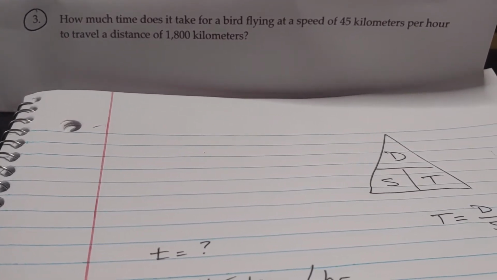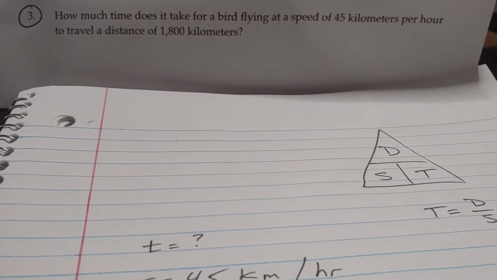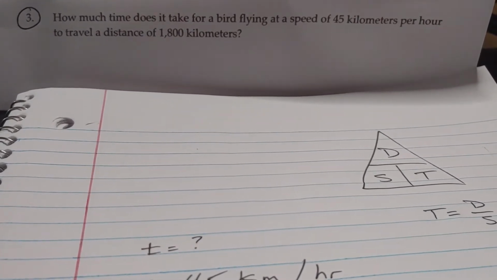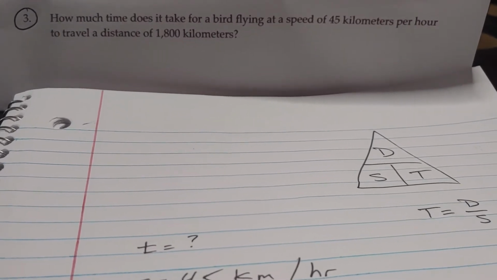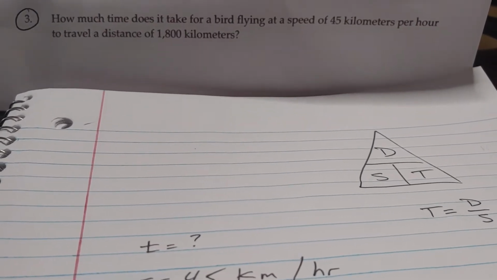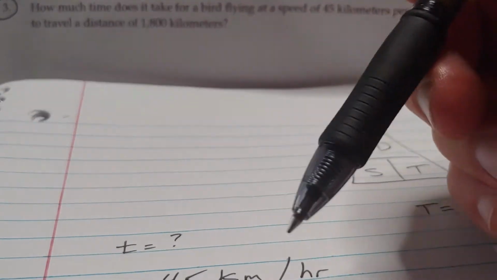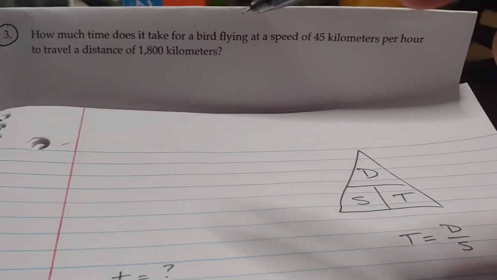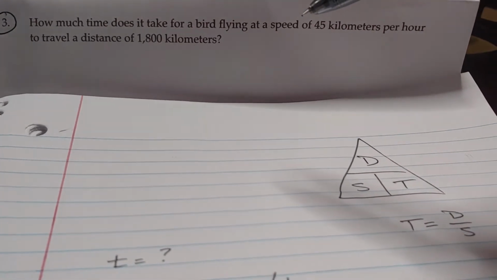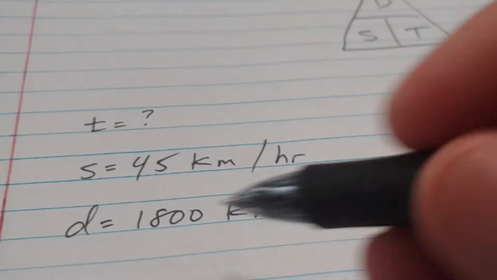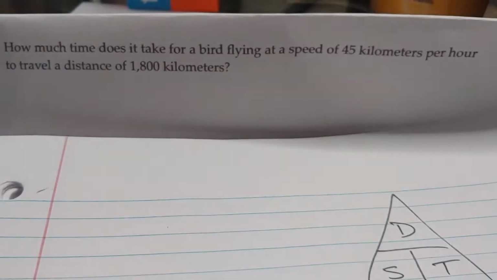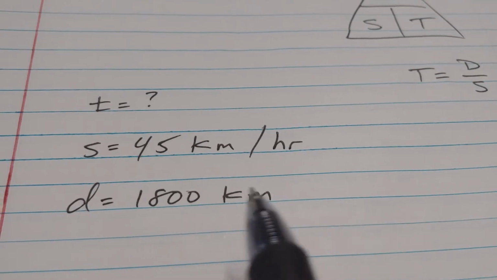Number 3: how much time does it take for a bird flying at a speed of 45 kilometers per hour to travel a distance of 1,800 kilometers? If we break it down, it's asking how much time. So time is a question mark. We don't know the time. It's flying at a speed of 45 kilometers per hour, so I'm going to write here the speed, 45 kilometers per hour, and then the distance of 1,800 kilometers.